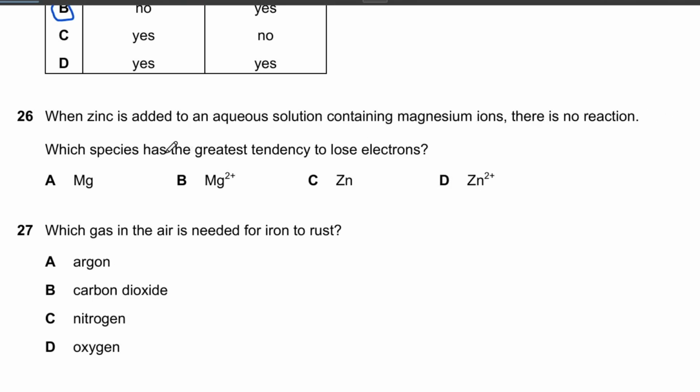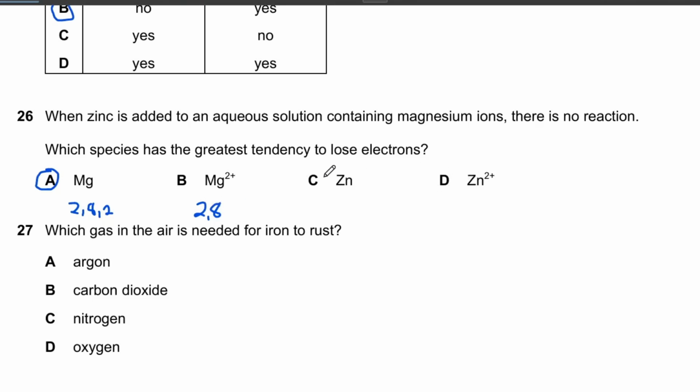Which species has the greatest tendency to lose electrons? So the answer is simple, A. A will have the greater tendency to lose electrons because it is not stable yet. Magnesium is 2,8,2, so it can easily lose these electrons. But here, it has already lost 2 electrons, so it is stable. It is now 2,8. So to remove an electron from here will be very hard.